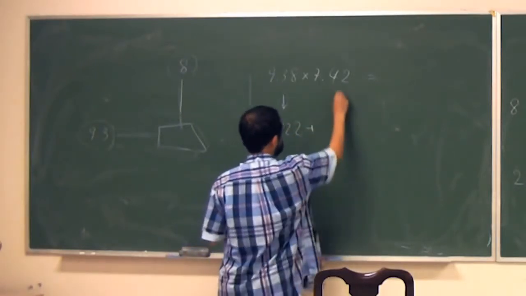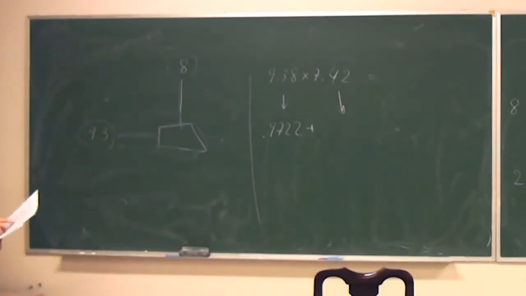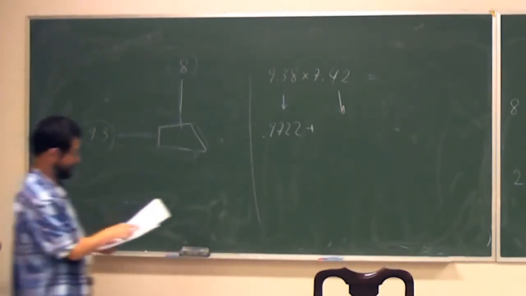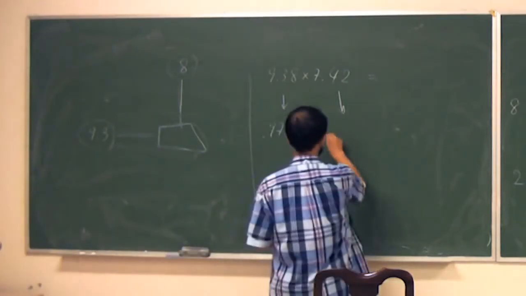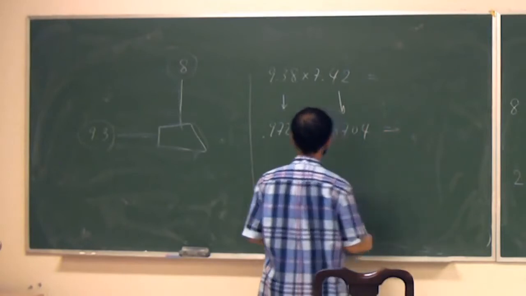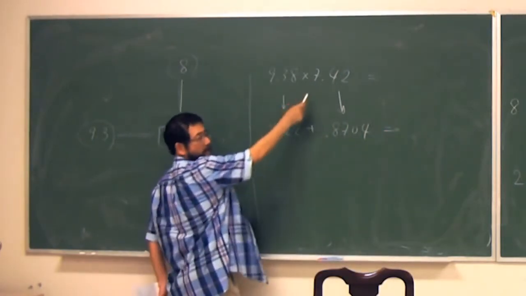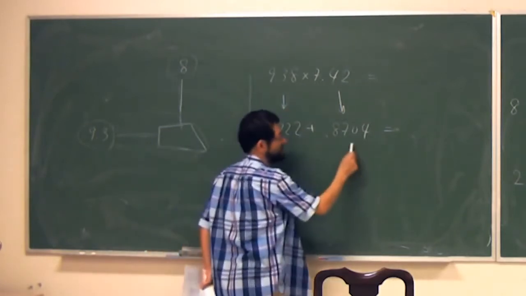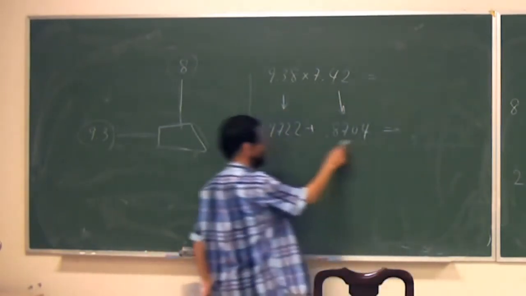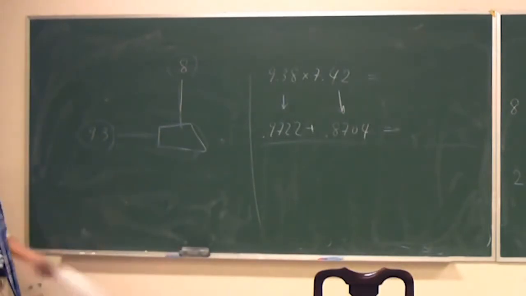And then do the same thing for 7.42: 0.872. Then 0.8704. Then this is not so bad, right? Compared to this one. Okay? Well, you can use a calculator today, but no, you can easily do this by hand, right? Because this is only addition.